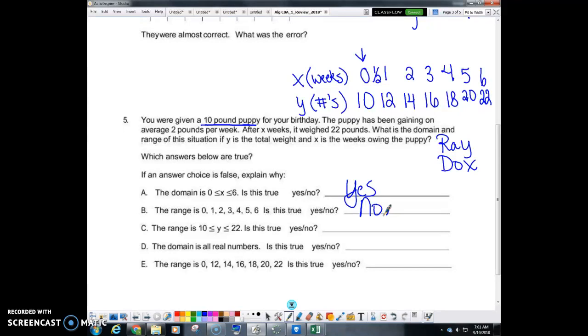So look at the range. The range is 10 all the way to 22. Is this true? Well, our Y starts at 10 and goes all the way to 22. So yes, this is true.